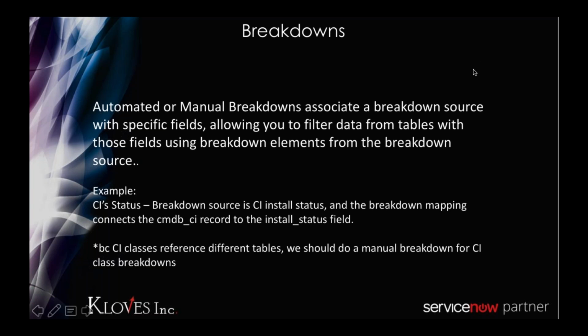And then our actual breakdowns. These can be automated or manual, and they associate a breakdown source with specific fields, allowing you to filter data from tables with those fields using breakdown elements from the breakdown source. So an example here could be CI status, where the breakdown source is CI install status, and the breakdown mapping connects the CMDB CI record to the install status field. So this is leveraging our breakdown source, which is our install status, and then taking that choice field and mapping the CI record to the install status field.